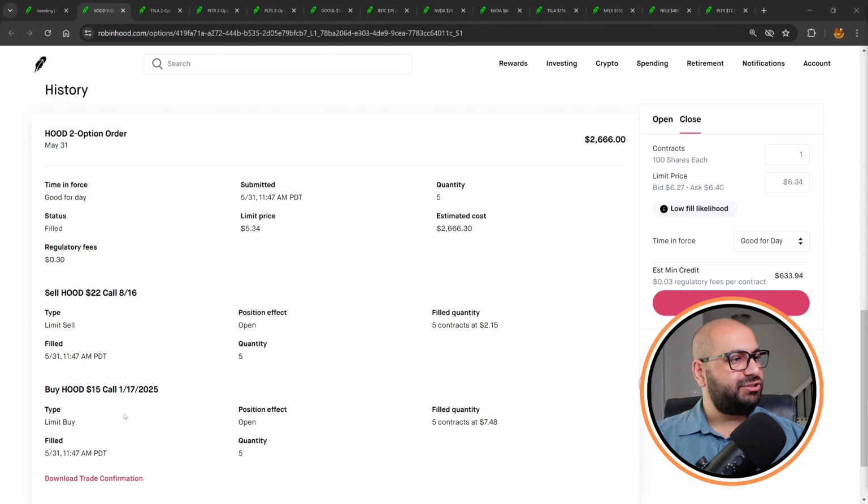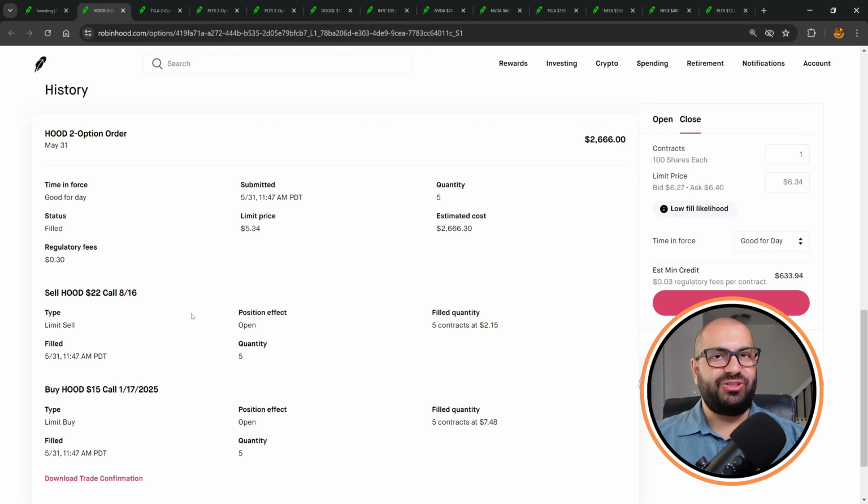Let's quickly analyze this trade. We are buying the $15 strike that expires January 17, 2025 for 7.48, while simultaneously selling the $22 strike that expires on August 16 for $2.15 per share, or $215 per contract. The limit price I entered for this trade was 5.34 debit. That means I'm paying $534 per contract. Since I'm opening 5 contracts here, the total debit, or cost for my account, was $2,666.